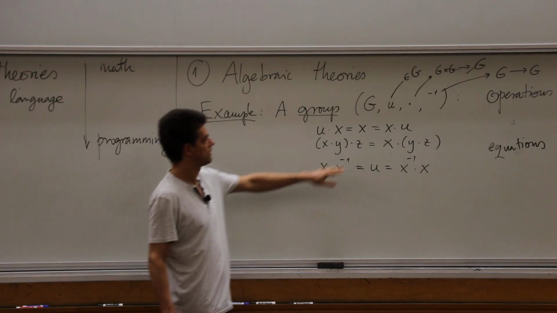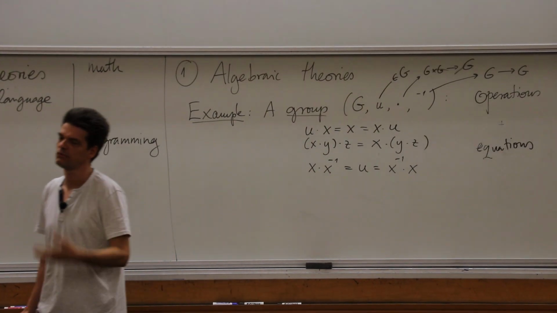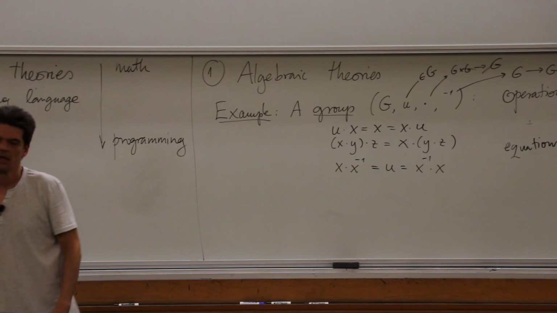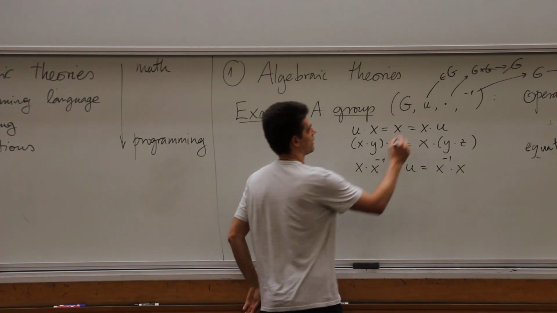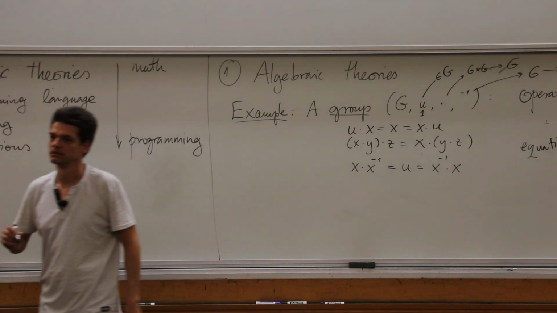Yes, u is an element of G, right? So every group has an element that is neutral for multiplication. I could call it 1, maybe that would make it easier.